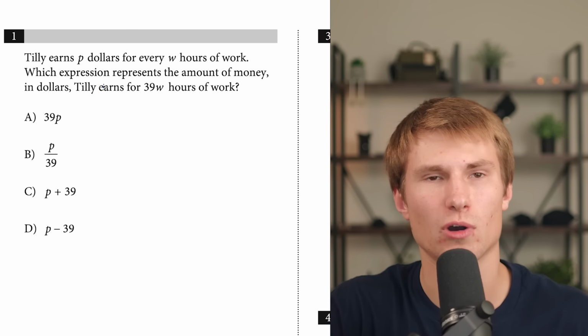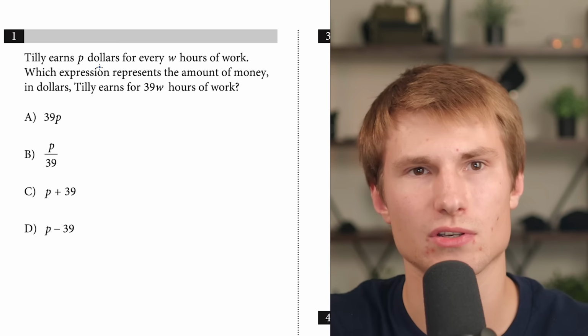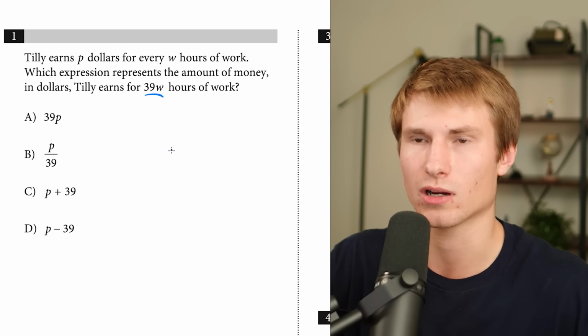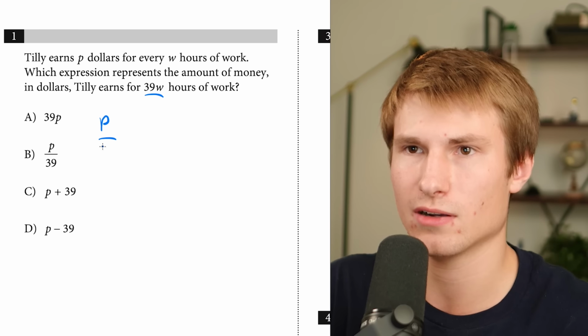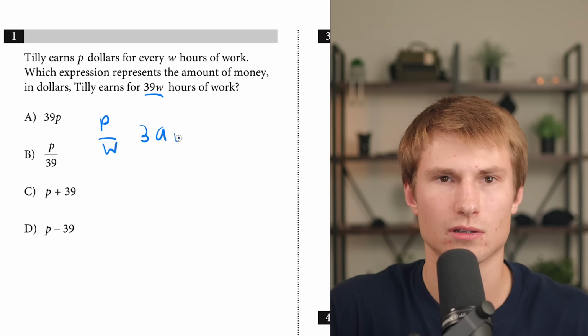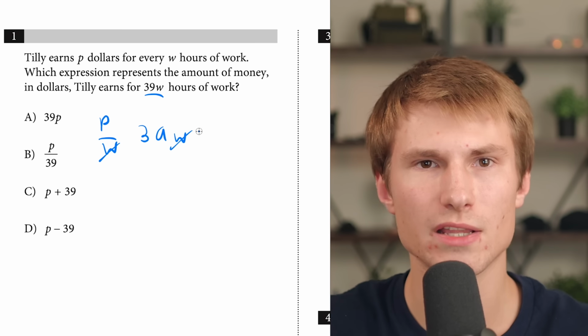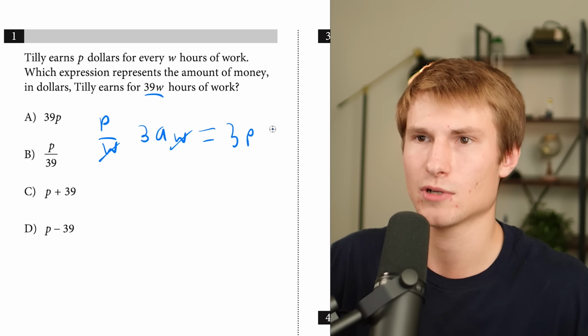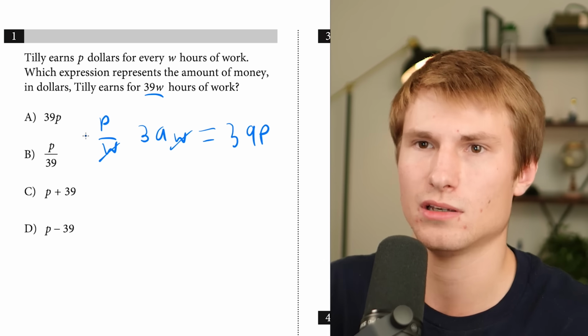Anyways, going to number 1 now. Tilly earns P dollars for every W hours of work. Which expression represents the amount of money in dollars Tilly earns for 39 W hours of work? All right, well, she earns P dollars for every W hours of work. She worked 39 W hours. Okay, our W's will cancel. And the amount she earned then is going to be equal to 39P. That's going to be answer choice A.